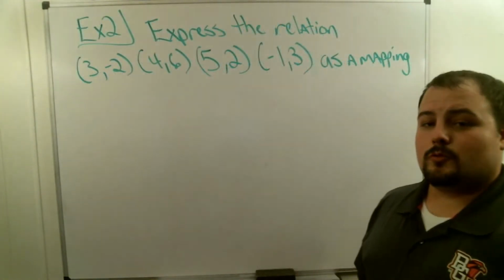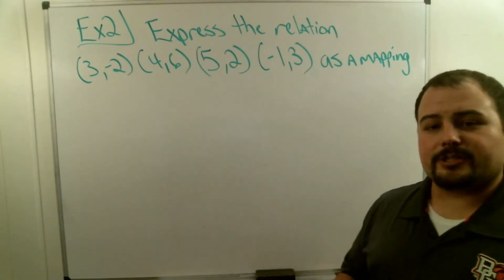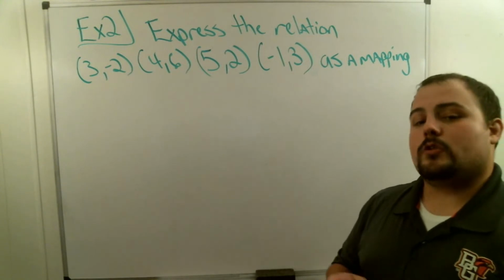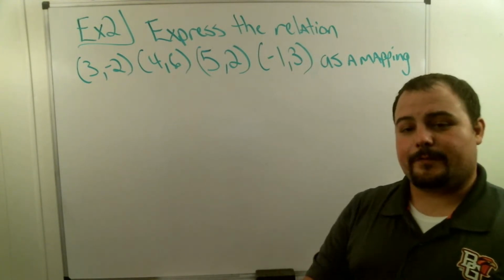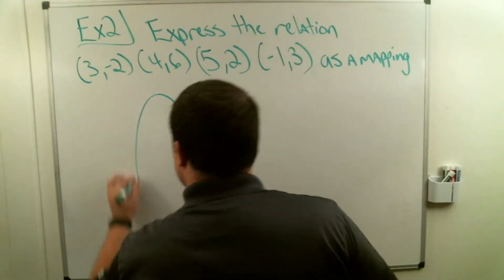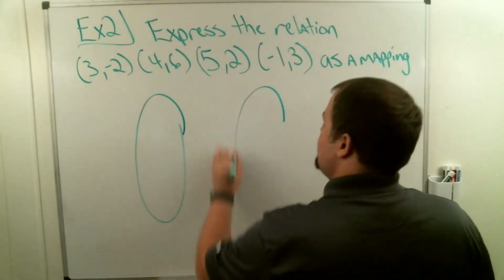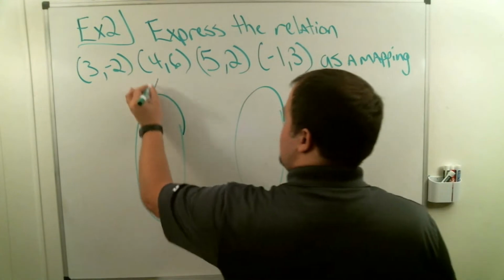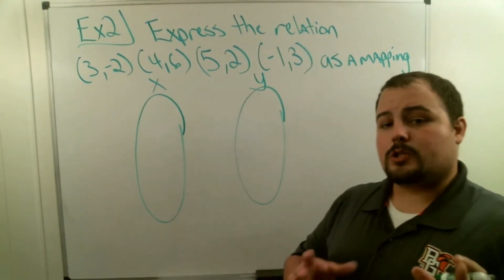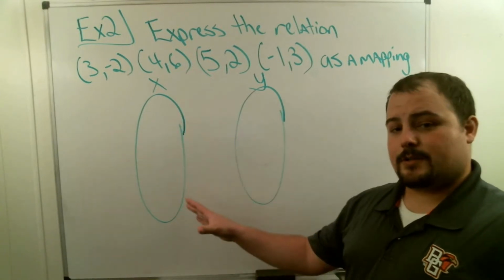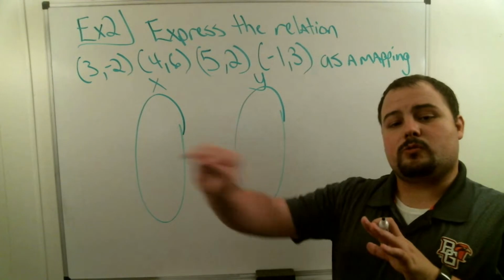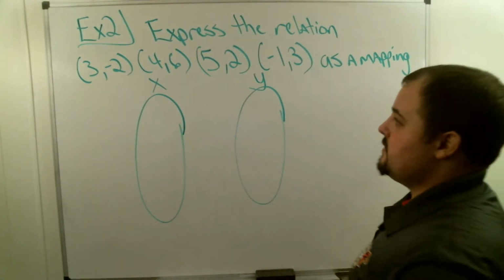In example 2, what we're going to do is take a bunch of coordinate pairs and express them as a mapping and a mapping only. So think about how we did the map in the first example. Remember that we started with two ovals. We start with our x values and we start with our y values. Now, what you want to do is put all the x values in the first oval and all the y values in the second oval, and you want to identify which one goes to which one using arrows.